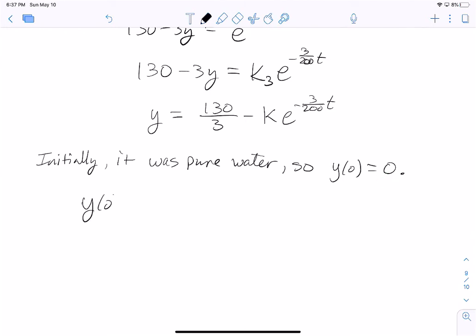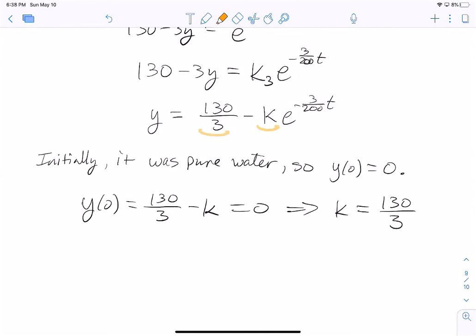So y of 0 is equal to 130 over 3 minus k e to the something t. E to the 0 is going to be a 1. And that result is equal to 0. That implies that k is equal to 130 over 3. Since both 130 over 3 and k are 130 over 3, we can express y of t as 130 over 3 times the quantity of 1 minus e to the negative 3 over 200 t. Nope, that t is in the exponent.